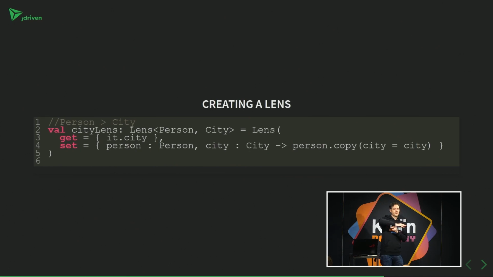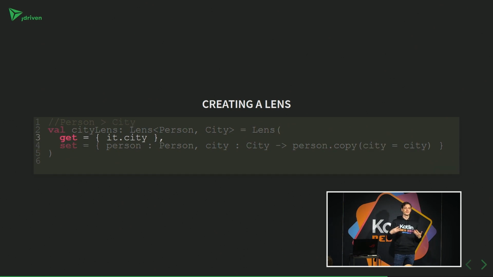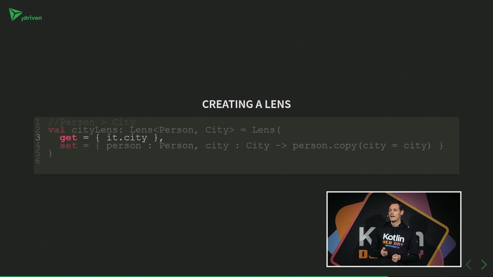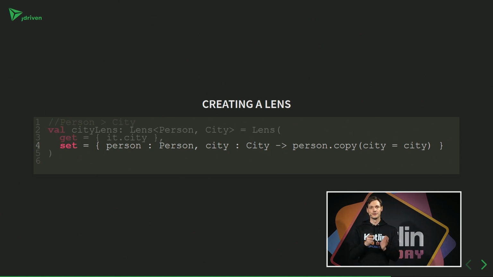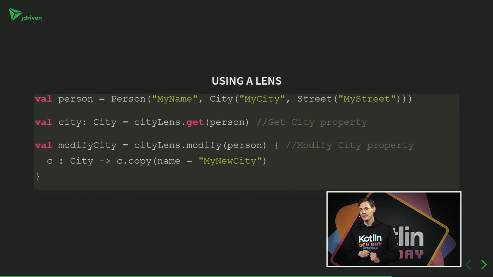So if we take back our person, we can create, for example, a lens that goes from person to the city property of that person. So we create a lens, we create a getter for it, where we get the property we're interested in. And we have a setter, where we can set the property, change the value of that property. So now we have a lens that goes from person to city, and we can use this lens to get the city property from the person, or to modify the city property of a person. Again, this is actually not that interesting, because we could have just used the copy constructor here instead.